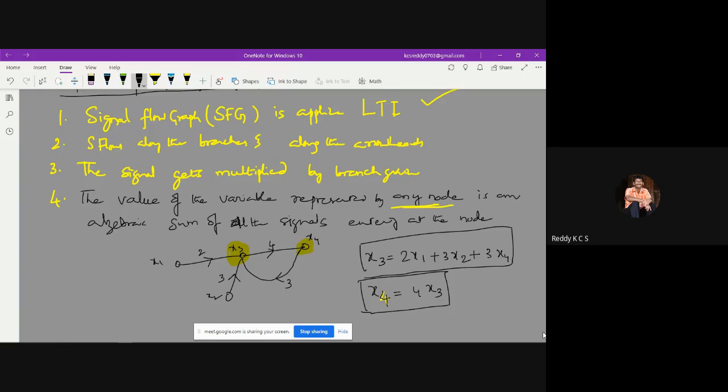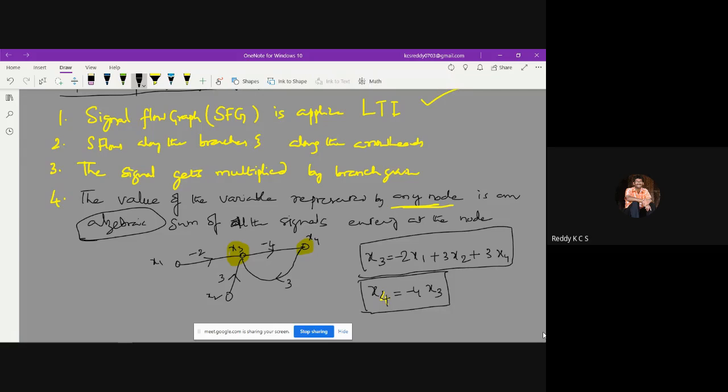That's what is meant by sum of algebraic. Why I am mentioning algebraic here is that if there is any negative, say if I have taken this as -4, then this will become -4 into x3. Say if this is -2, then it will become -2x1.